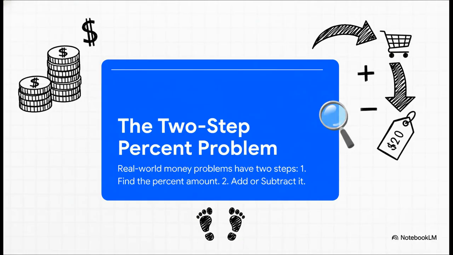So here it is. We'll call it the two-step percent problem. Step 1, you just have to find the percent amount. All that means is you multiply the price by the percentage. And the easiest way to do that? Just turn the percentage into a decimal. You just move the decimal point 2 places to the left. Then step 2 is even easier. You either add or subtract that amount from the original price. That's it. That's the entire framework.